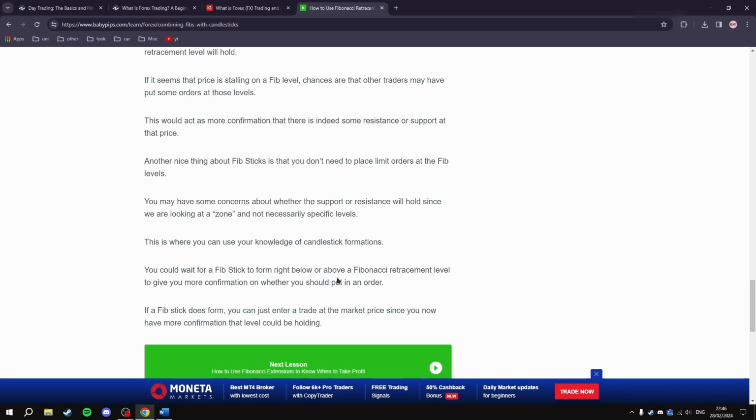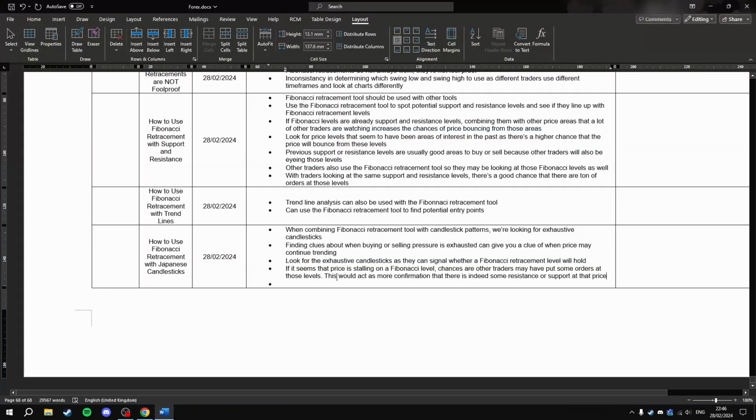Another nice thing about fib is that I don't need to place limit orders on the fib levels. You may have some concerns on whether the support or resistance will hold, since we're looking at a zone and not specific levels. You don't need to place limit orders at Fibonacci levels.